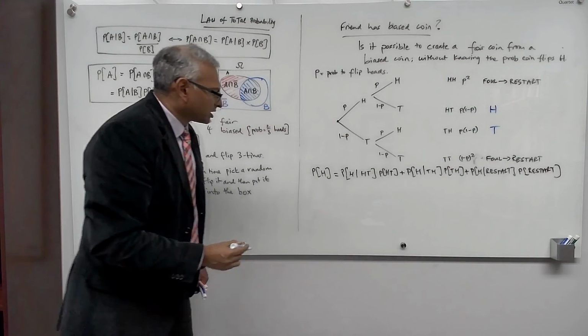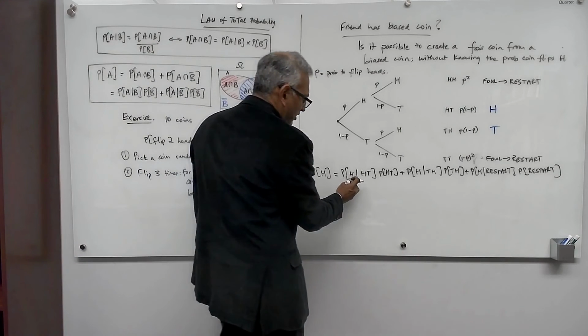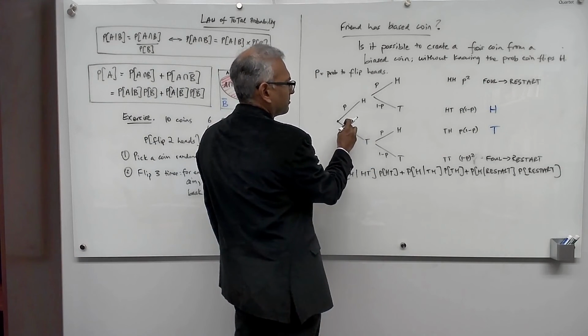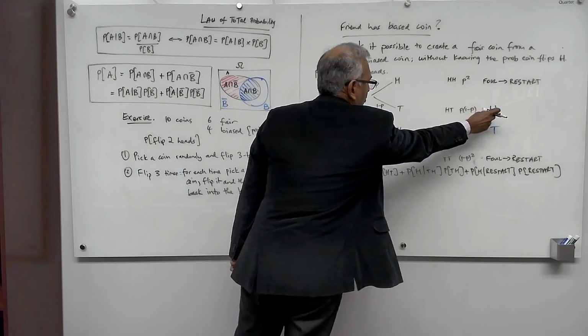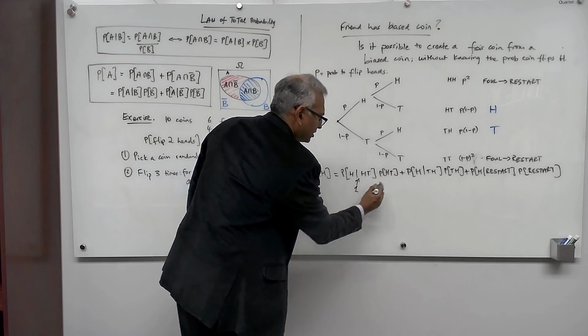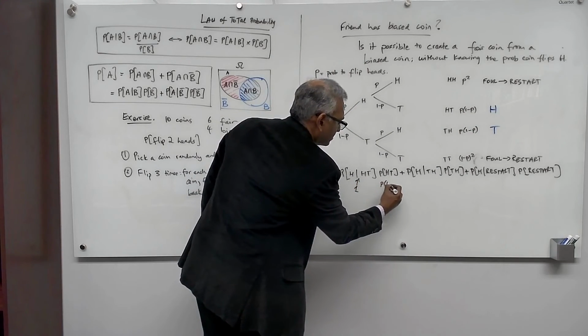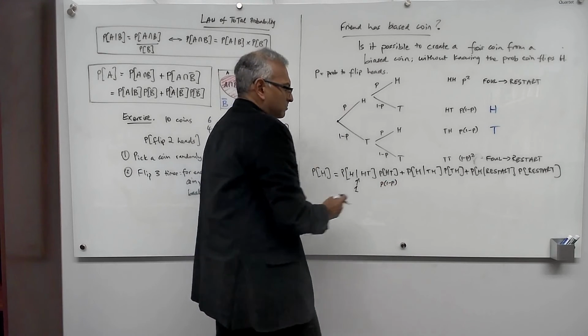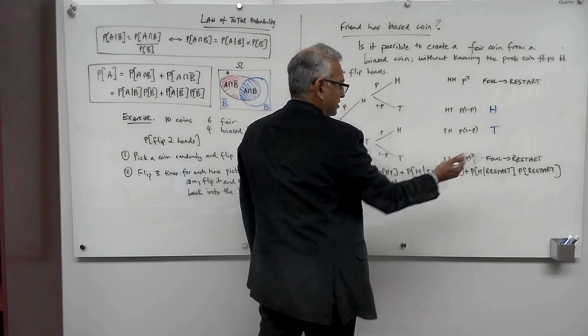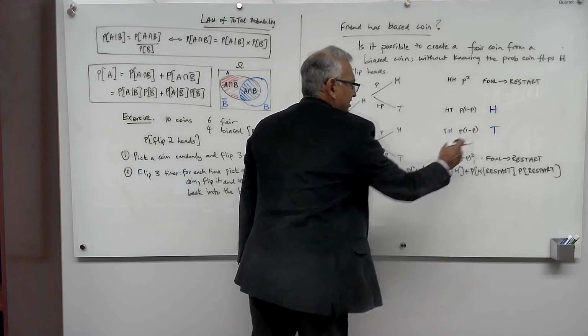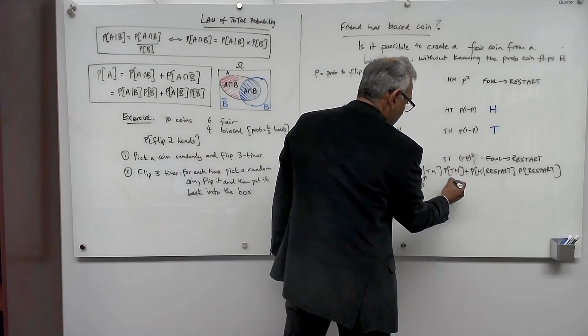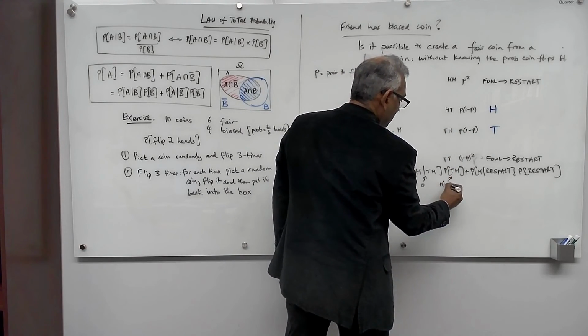Now let's see if we can put probabilities to all of these. The probability of heads given heads-tails is 1, because you're outputting heads. And the probability of heads-tails is p times 1 minus p. The probability of heads given tails-heads is 0, because you're outputting tails and you're stopping. Whatever this is, it's irrelevant. This is p times 1 minus p.